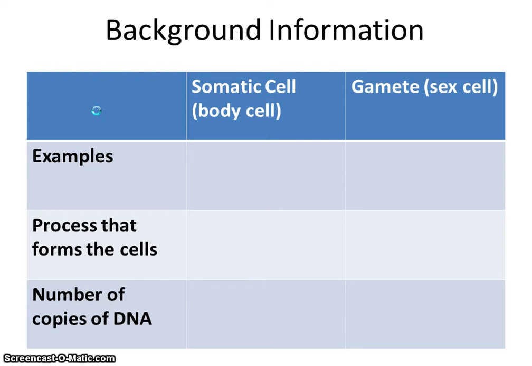So here we're going to compare a cell of the body with one of these reproductive cells that we're calling gametes. Examples of body cells would be skin cells, bone, liver, lung, any kind of organ. Those are all body cells. You need those to build your body. Gametes, there's only two types. There's sperm and there's egg. These cells are only used to make new offspring.